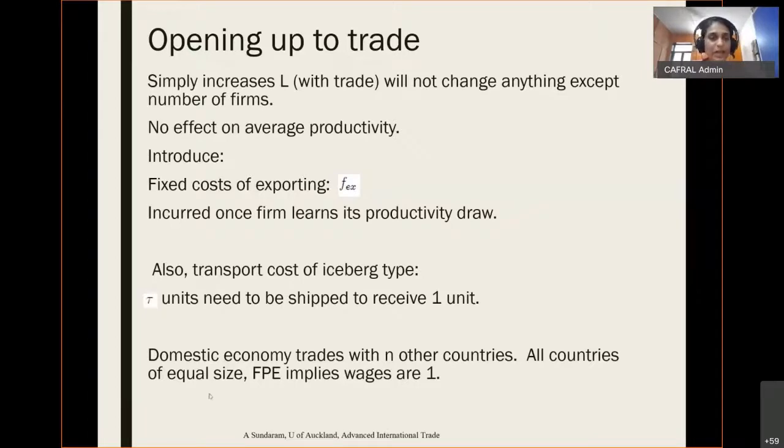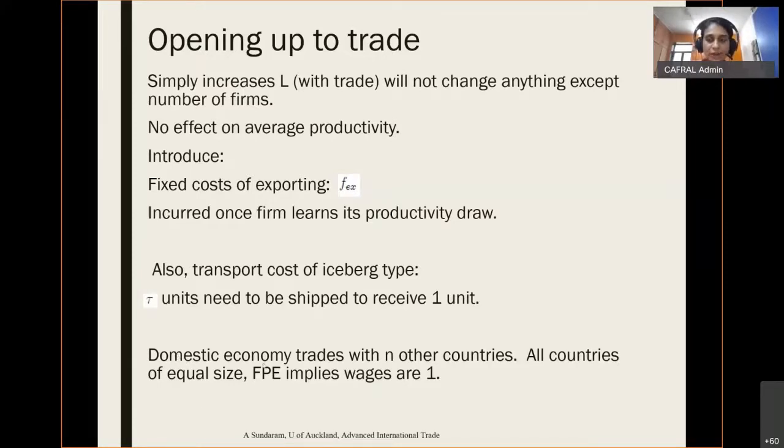only incurred if you export. Now, of course, if you open up to trade, a lot of you brought up things like tariffs and transport costs and all kinds of trade barriers, right? So if you open up to trade and you're exporting, of course, you have to incur all those costs. And that's picked up by this transport cost of the iceberg type. So your tau here is going to be the units needed to ship to receive one unit. That tau is going to be more than one, because you have to ship more in order to get one to the destination. So that's a type of iceberg transport cost.